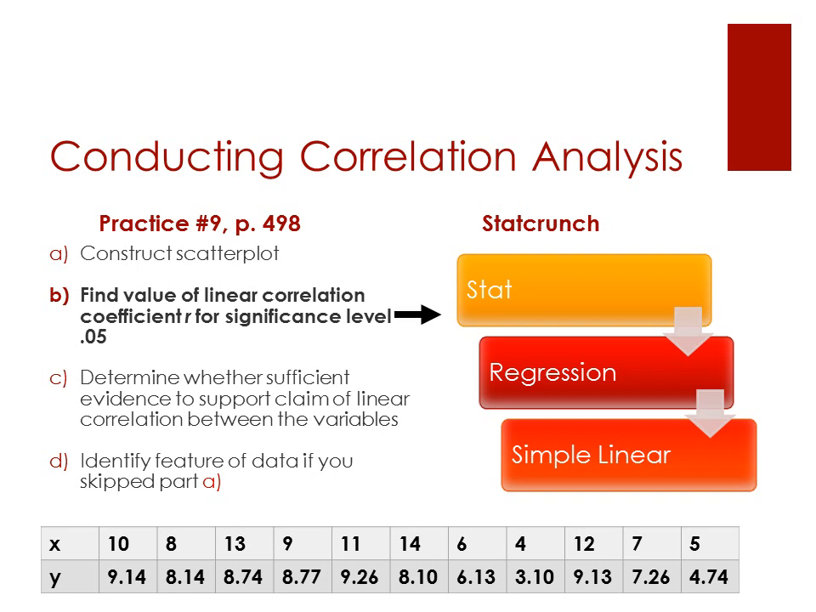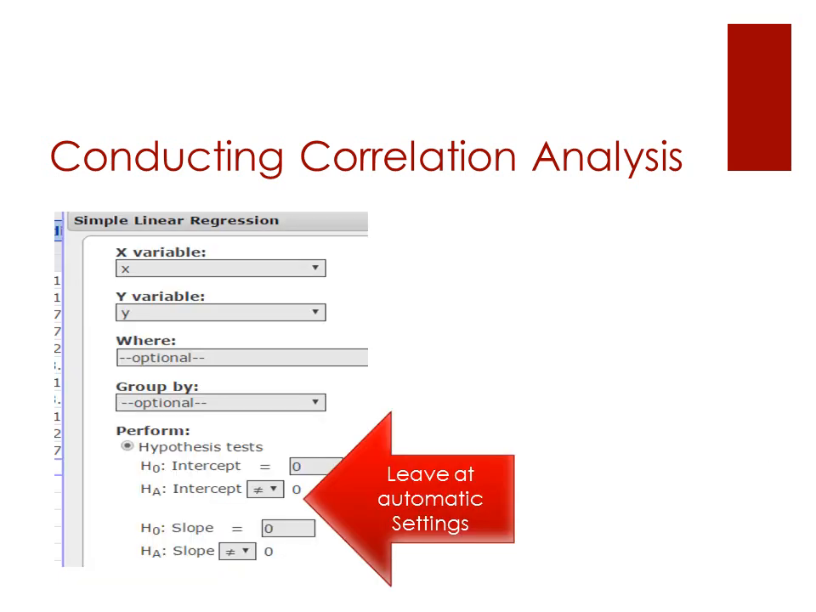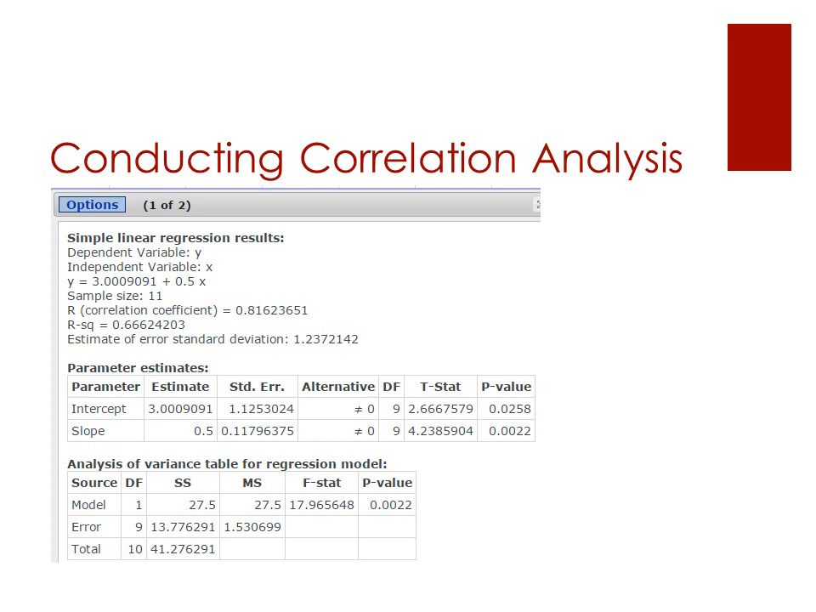So now that we've taken a look at that, we're going to find our r value. For doing this, you're going to go back to the data that you already have entered. You're going to open up the option for Stat, then Regression, and then Simple Linear. Once you have that open, you're going to select your variables and leave it at the automatic setting, so you don't need to change anything for the hypothesis testing. For this, we're just going to keep it where it's set automatically. And you should get an output that looks like this.